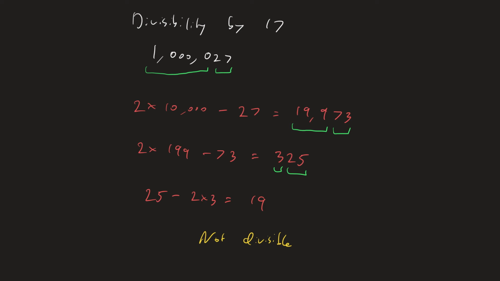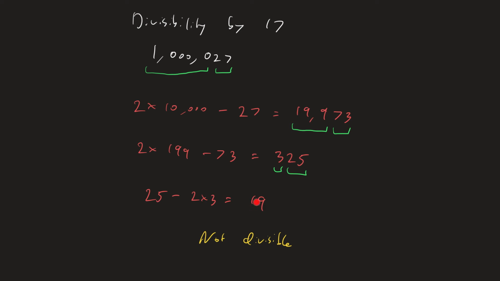Then we can repeat, cross off the last 2 digits to get 199, multiply it by 2, subtract off the last 2 digits to get this number. And one more time, we leave off the last 2 digits to get 3, we multiply it by 2, and then we subtract off the last 2 digits. I flipped this around because otherwise we would get a negative number, but that doesn't matter.